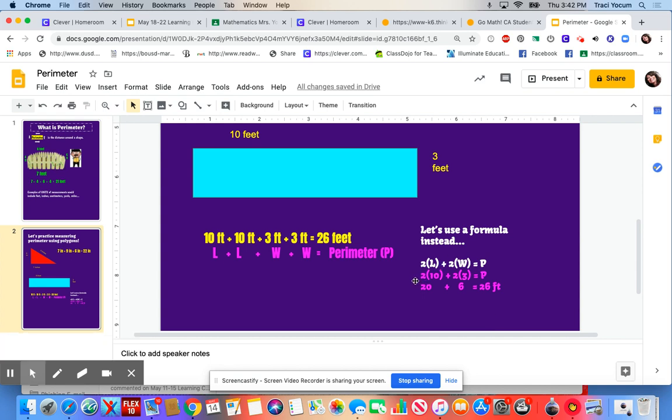So if I'm plugging in numbers, like I said previously, I'm looking at my 10 and, if this is my formula, I know I have to multiply it by 2 because it's 2 sides of length. So it would be 2 times 10, which is 20, plus 2 times 3, which equals 6, and together it did total 26 feet.